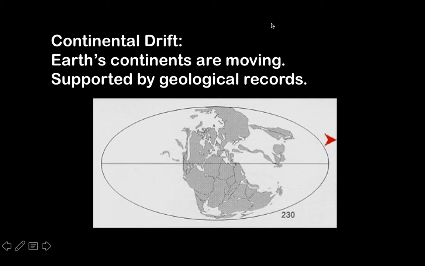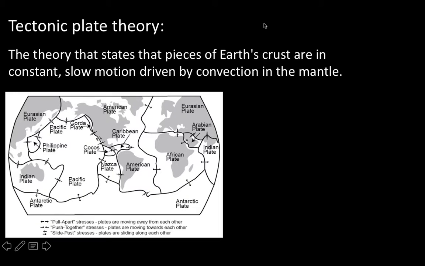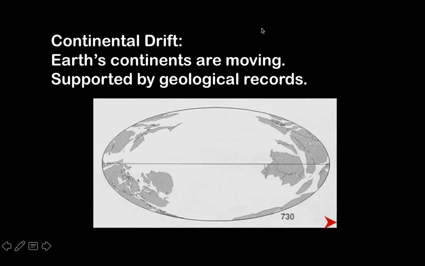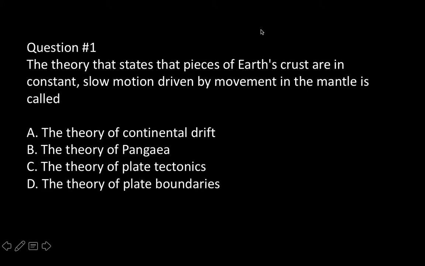Let's go back to the first slide. The theory that states that pieces of Earth's crust are in constant slow motion driven by convection in the mantle. Tectonic plate theory. Okay, go back to our question. The theory that states that pieces of Earth's crust are in constant slow motion driven by movement in the mantle is called... The correct answer is C.